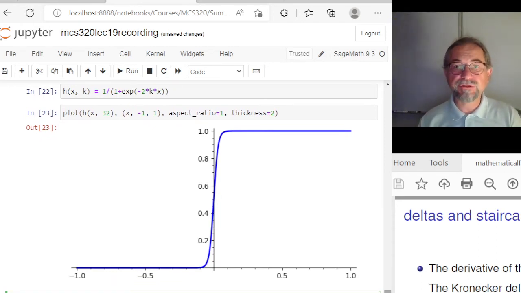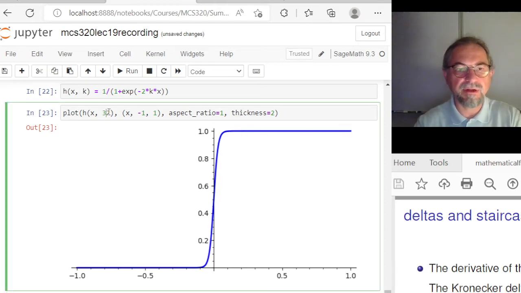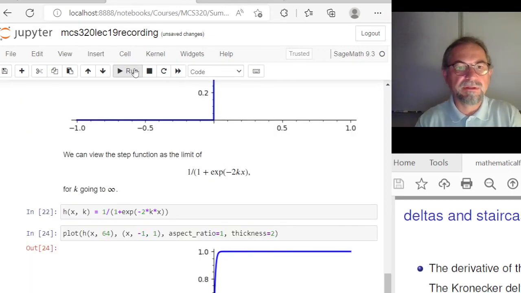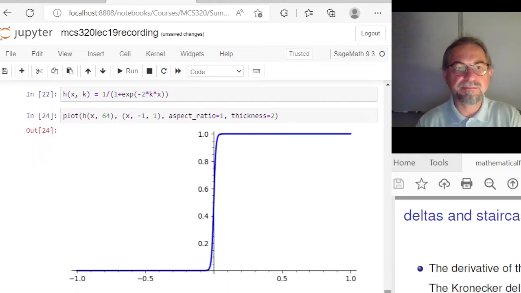You see that this function behaves very much like the unit step function, although it's still a continuous function. If I let the 32 increase, so I can play with this, let me double this to 64, then you will see that the function becomes steeper and steeper, and it will eventually touch the 1 at the top and also the 0 here.